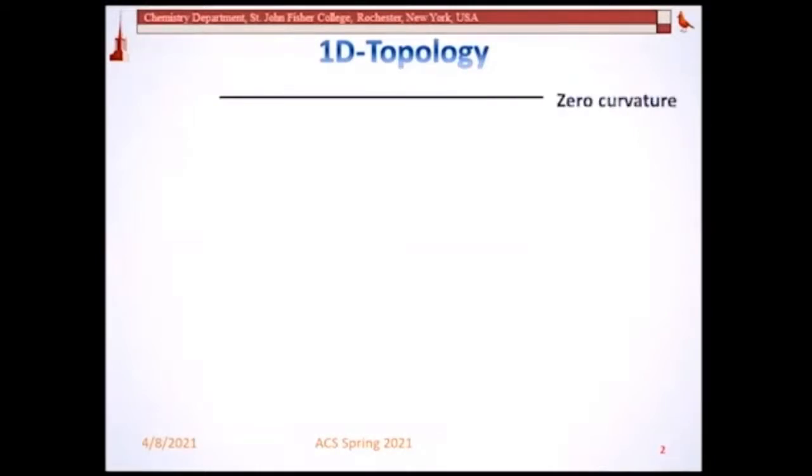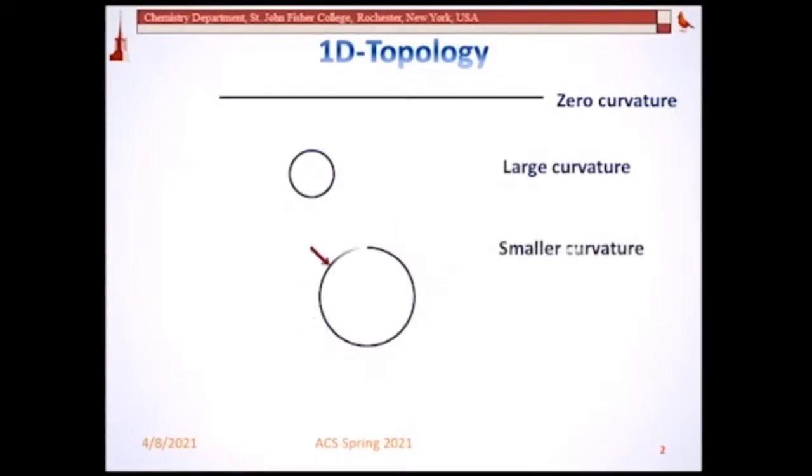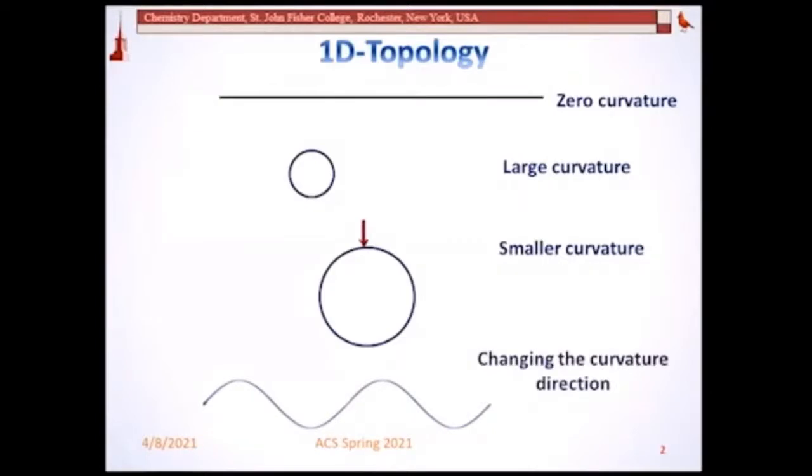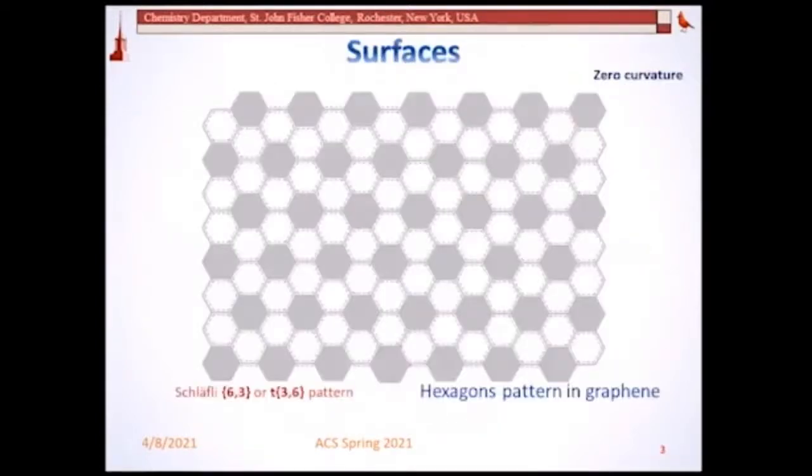We can talk about a straight line that is not curved, it has zero curvature, or a circle where a small circle has a large curvature and a larger circle has a smaller curvature. And of course the curvature can change in a sine graph, but we will apply this to surfaces. And here's this pattern for the graphene.